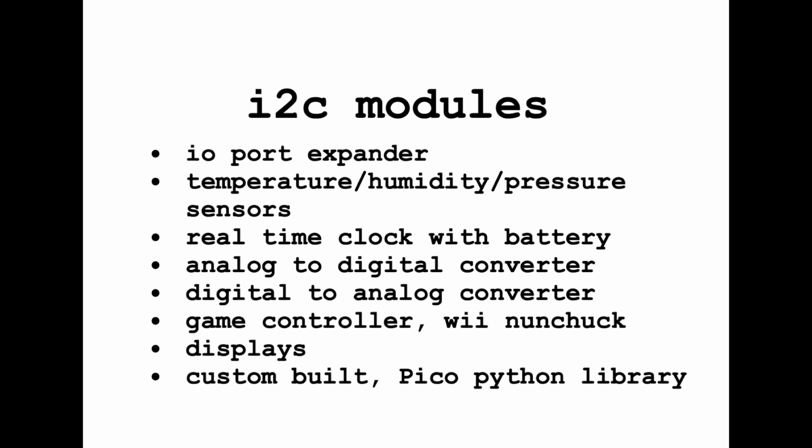There are lots of different i2c modules available to add to our projects on our Agon. We've already seen one example of an I/O port expander. There are modules to measure temperature, humidity, pressure, real-time clocks with battery backup, modules to convert analog to digital signals, and vice versa from digital to analog. We can also use game controllers, such as a Wii Nunchuck controller. There are LCD and LED displays, or you could build your own custom module, maybe with a Raspberry Pi Pico, using the Python i2c library. Through this series, we aim to look at how we might communicate with these i2c modules using Z80 assembly on our Agon.